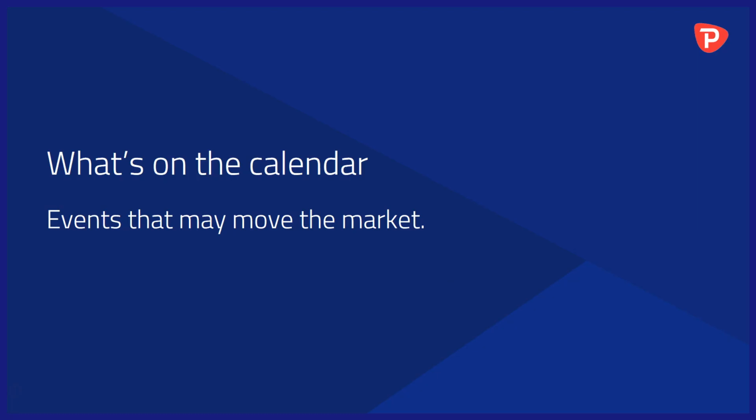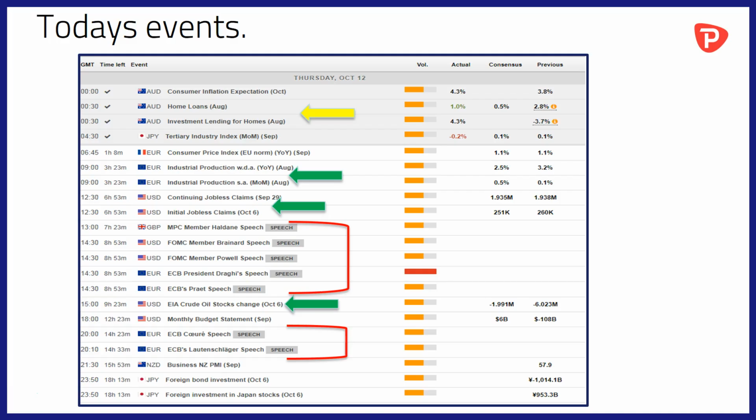Right, what's on the calendar today? Events that may move the market. Data-wise, it's pretty light, but there's plenty of central bank speeches to come. So we've already had consumer expectations, home loans and investment lending for homes for August in Australia. And to come, we have French consumer price index data at 6:45 GMT. Probably the highlight of the European data is industrial production from the Eurozone at 9 o'clock GMT. And from the States, continuing and initial jobless claims at 12:30 today GMT.